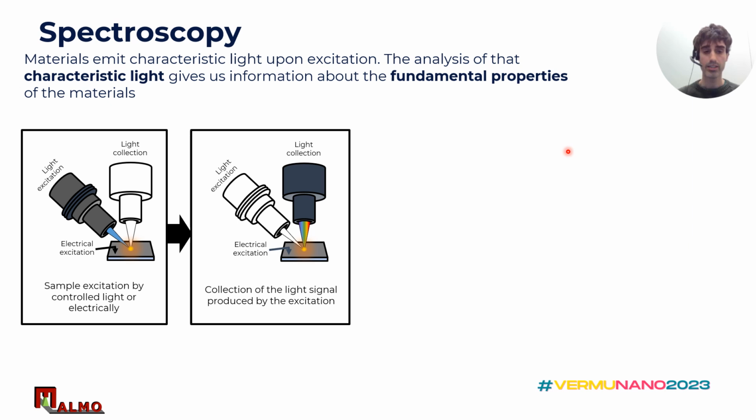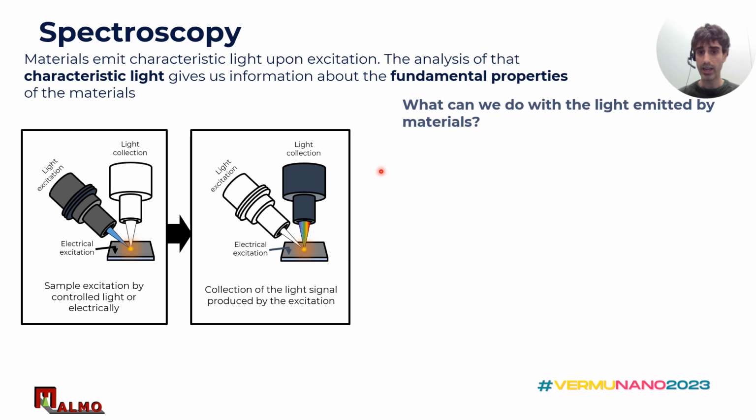This takes us to the next section, spectroscopy. You need to know that every material emits a characteristic light upon excitation. And if you analyze this light, which is characteristic of its material, it can give us information about its fundamental properties. Here you can see that we excite the material, it emits light, and we collect this light.